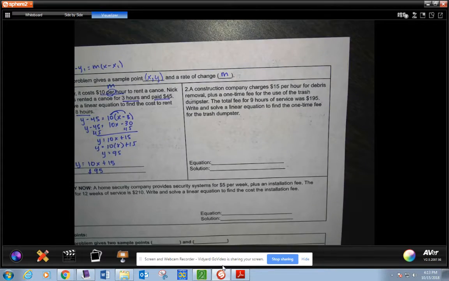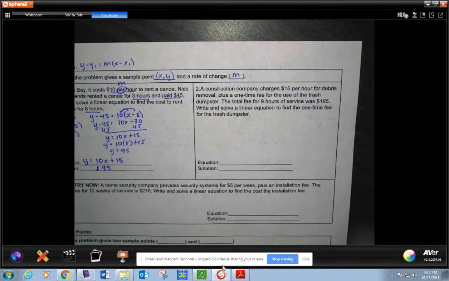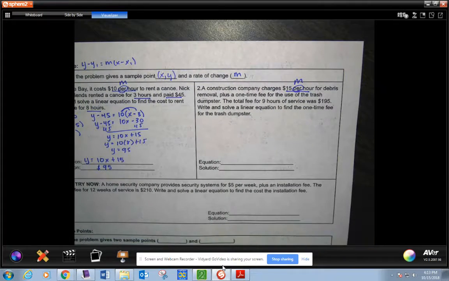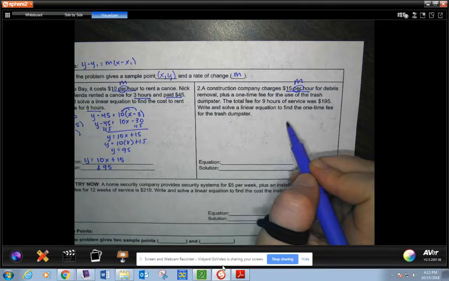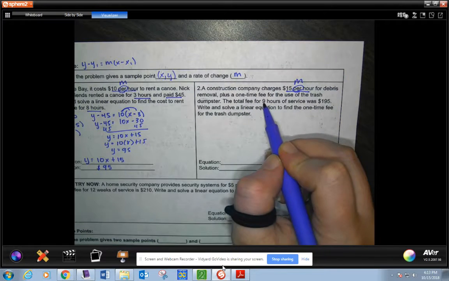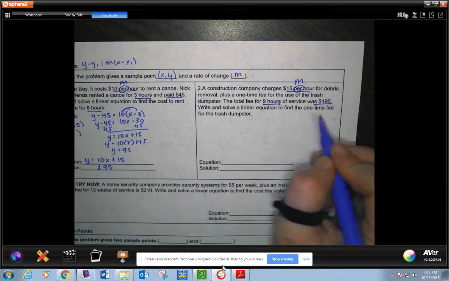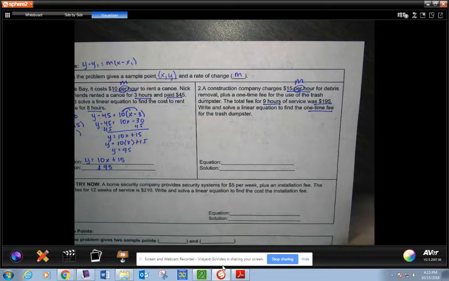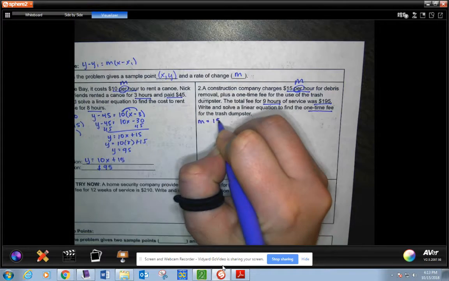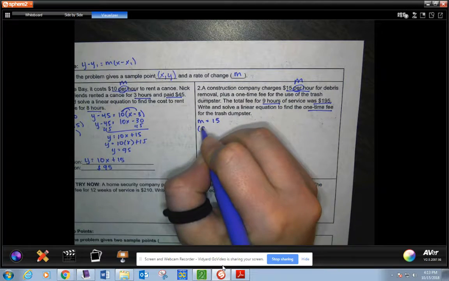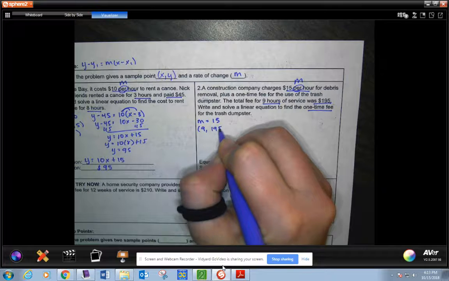Okay, for your second example, a construction company charges $15 per hour, slope right there, for debris removal, plus a one-time fee for the use of the trash dumpster. The total fee for 9 hours of service was $195. Write and solve a linear equation to find the one-time fee for the trash dumpster. Okay, so this one-time fee is what I'm looking for. All right, I know that my slope is 15 because they told me that's the rate of change. And I know that 9 hours cost me $195.